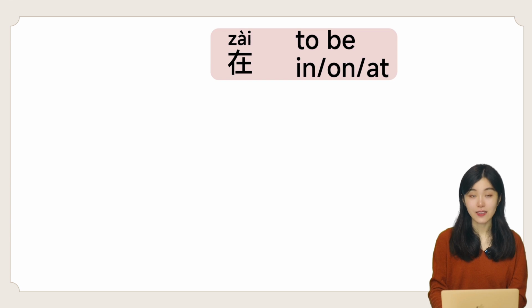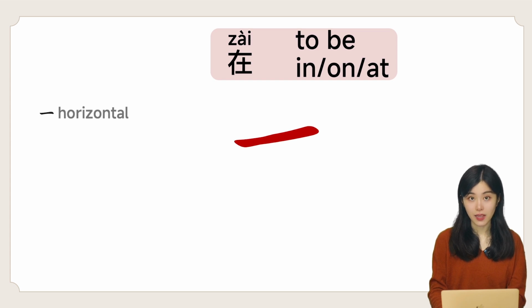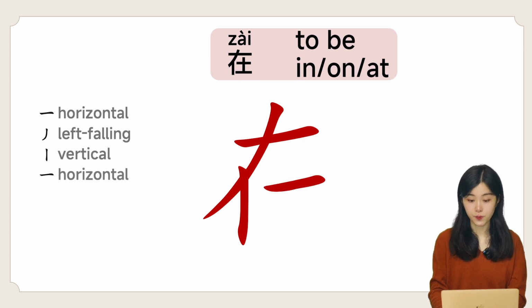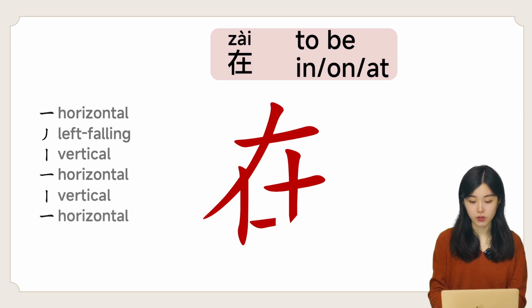See how to write 在. Please try to write it after me. First we write the horizontal stroke. Next we write the left falling from the top to the left bottom. Then we write the vertical stroke. Next we write the horizontal stroke in the middle. Then we write the vertical stroke going through the middle of the horizontal stroke. Finally, we write the horizontal stroke on the bottom.